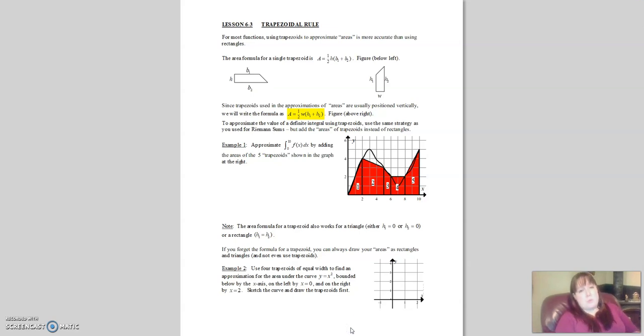All right, we're talking about the trapezoidal rule today, and I know that sounds really complicated because it's a big word. But really, it's just the exact same thing we did with rectangles, except instead of drawing a rectangle, we draw trapezoids, and then we find the area of them. So it's really nothing hard at all.